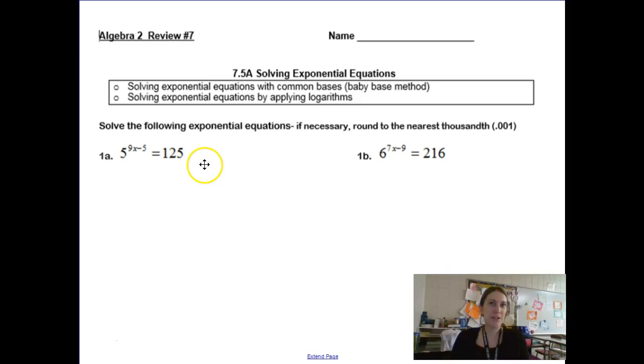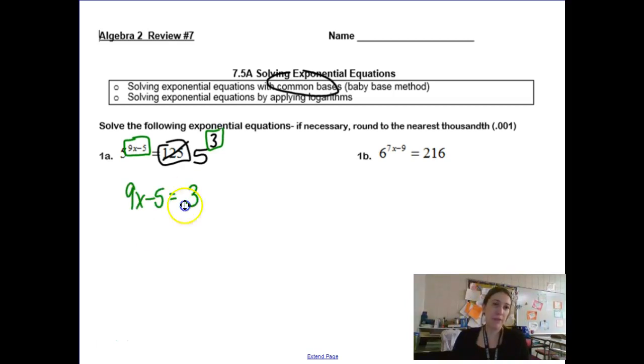Alright, so number 1, these are very similar style problems. This is a repeat standard that we've already tested, but it didn't go very well last time. So we're going to be solving exponential equations. And we have two options. If we have a common base, which we call the baby base method, I suggest you use it. So 5 and 125, I have the common base of 5. So instead of calling this 125, if you could rewrite this as 5 to the third power, then now you have matching bases, which means the powers have to match. So 9x minus 5 has to be the same thing as a 3. And then we solve from here. So 9x equals 8 and x equals 8/7.